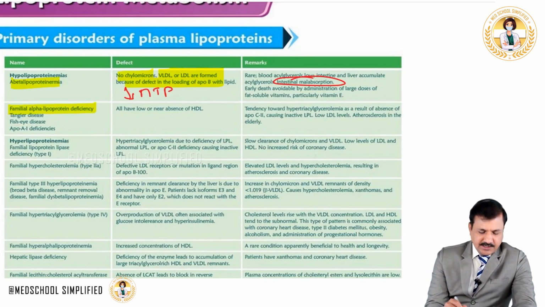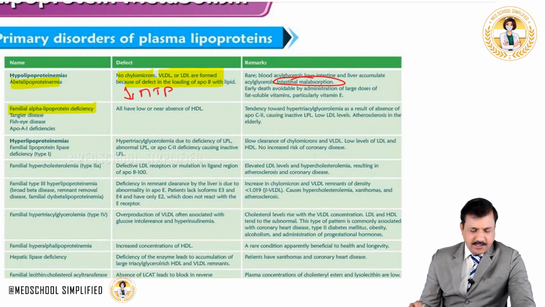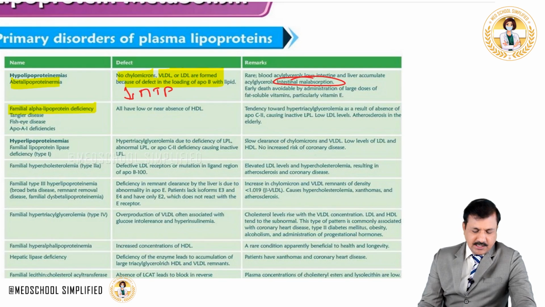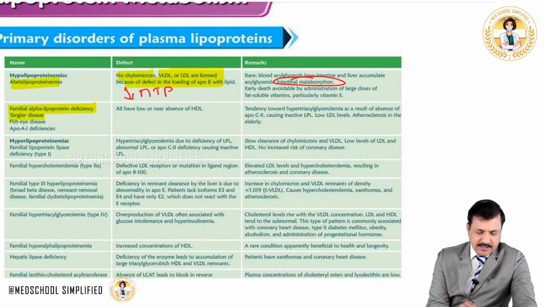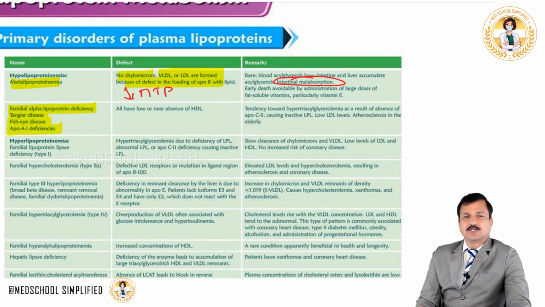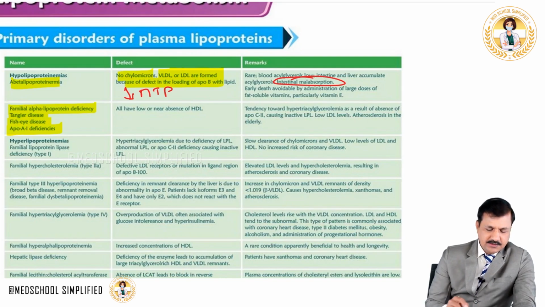Now our next disease that is given here is familial alpha lipoprotein deficiency. Alpha lipoprotein is HDL, and HDL deficiency here includes Tangier disease, fish eye disease, and Apo A-I deficiency. Note that Tangier disease is because of mutation in the gene coding for the ABCA1 transporter. We have seen that just now. And fish eye disease is because of decreased activity of the LCAT enzyme.